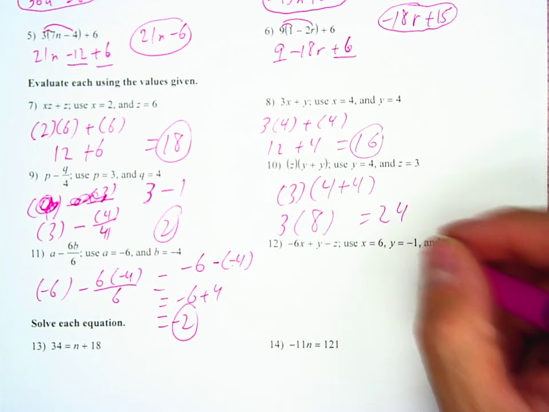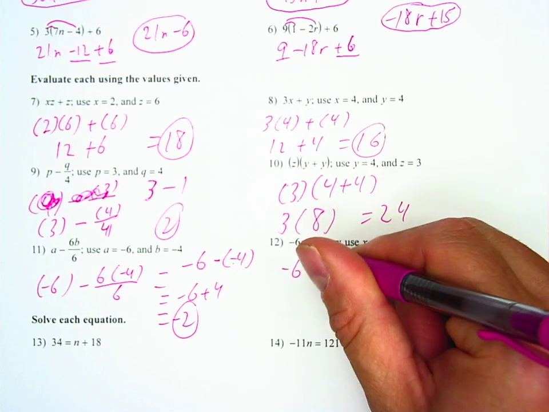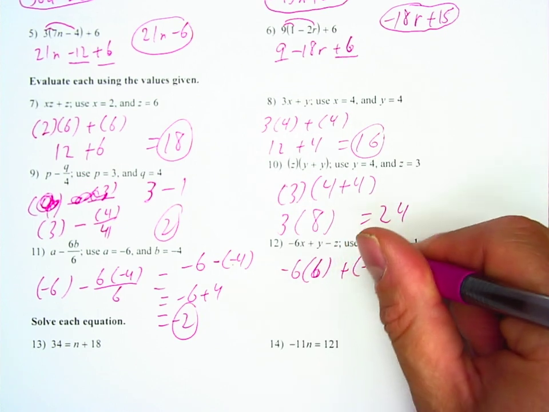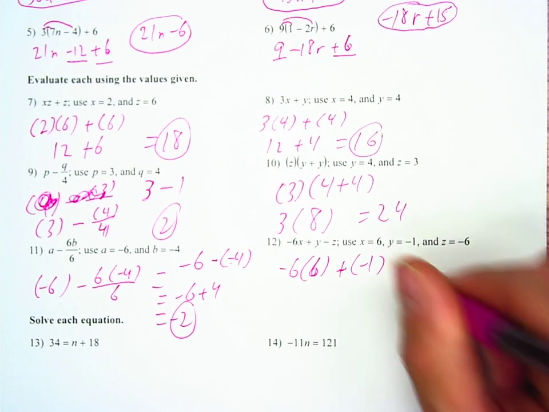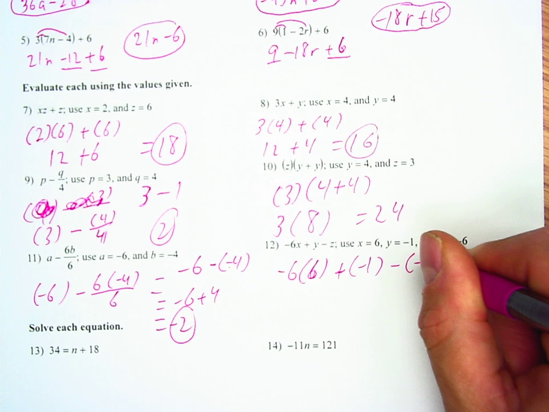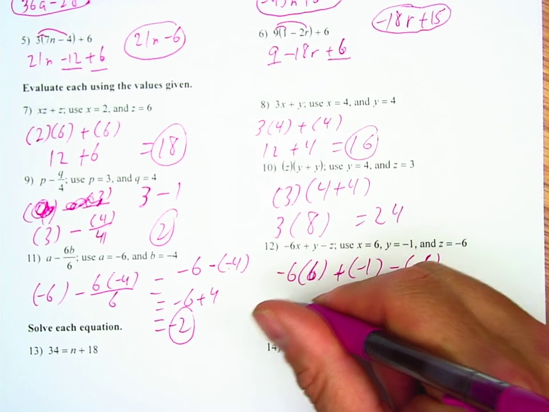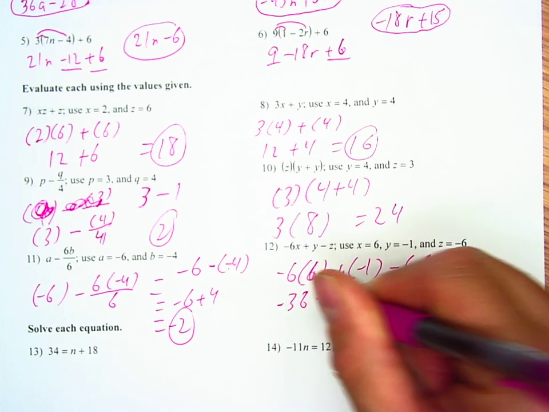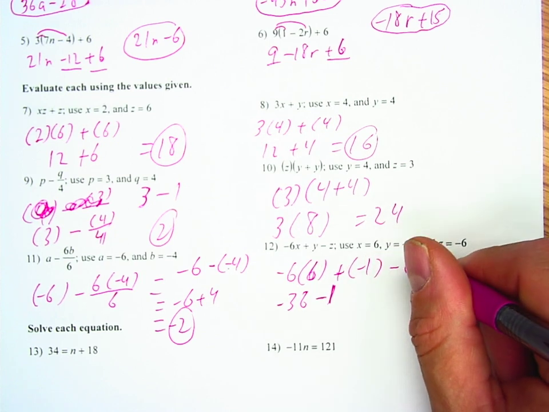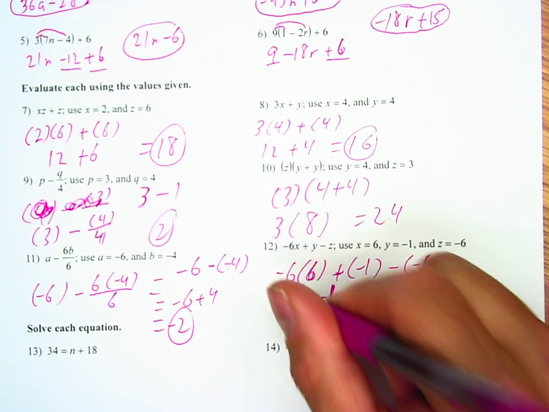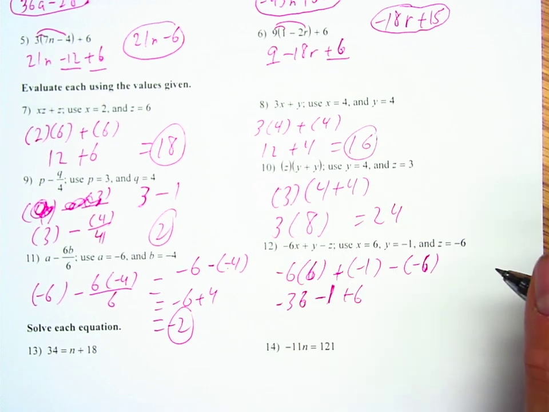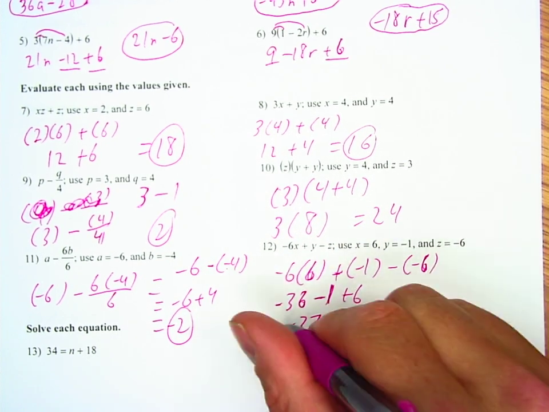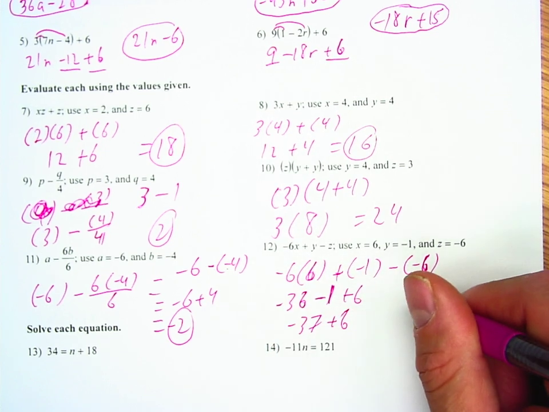All right, moving along. Question 12. X becomes 6. So negative 6 parenthesis 6, or negative 6 times the quantity 6. Y becomes negative 1, so plus the quantity negative 1. Z becomes negative 6 minus the quantity negative 6. So negative 6 times 6 is negative 36. Here the parentheses is unnecessary, so I'm just going to take the parentheses out. Negative 36 minus 1. And here minus negative becomes a plus. Once again, minus negative becomes a plus, that's plus 6. So negative 36 minus 1 plus 6. So we do negative 36 minus 1 is negative 37 plus 6. And then we have the opposite of 37 minus 6, which is 31, negative 31.